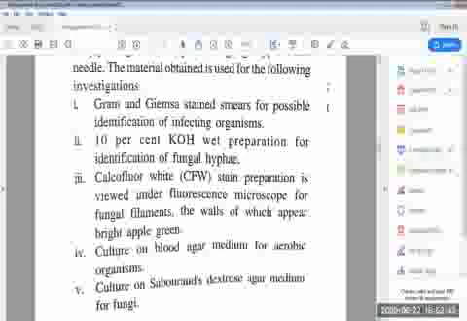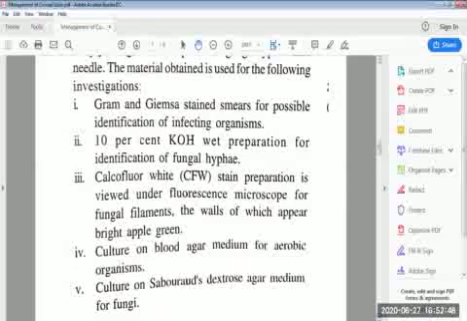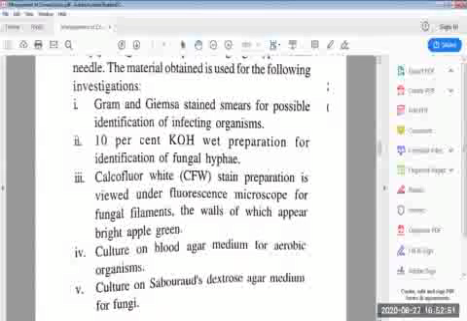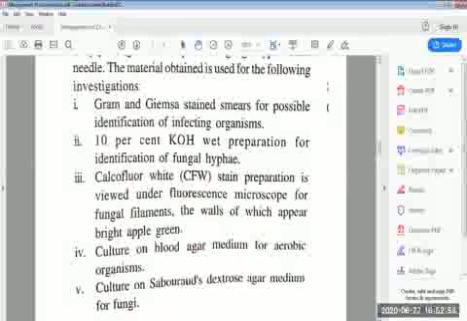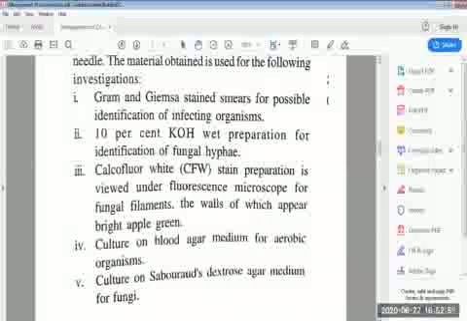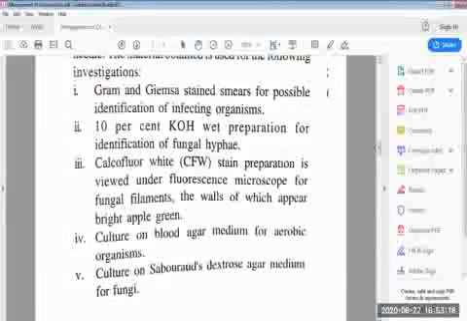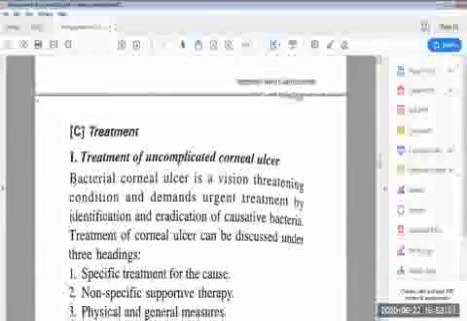The material obtained is used for the following investigations: Gram and Giemsa stain smears for possible identification of infecting organisms. Then 10% potassium hydroxide wet preparation for identification of fungal hyphae, and CFW, calcofluor white stain preparation, is viewed under a fluorescence microscope for fungal filaments, the walls of which appear bright apple green. Then culture on blood agar medium for aerobic organisms, and culture on Sabouraud's dextrose agar medium for fungi. Then comes the treatment part.